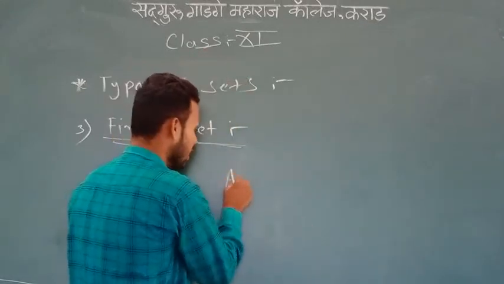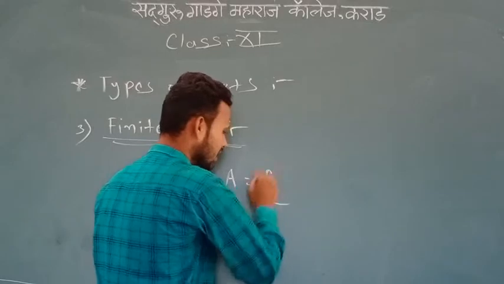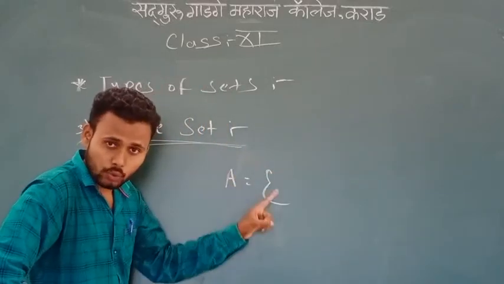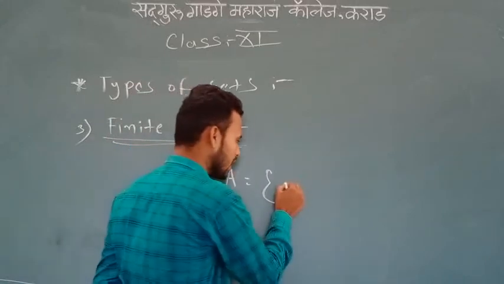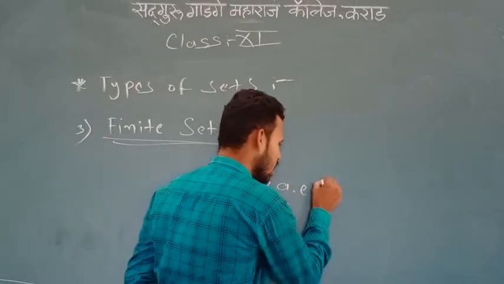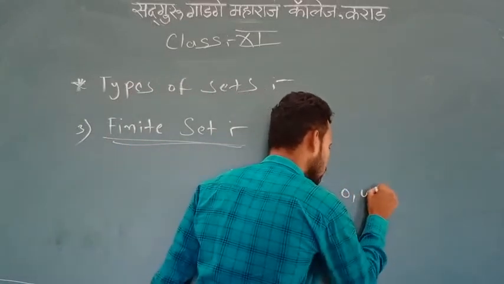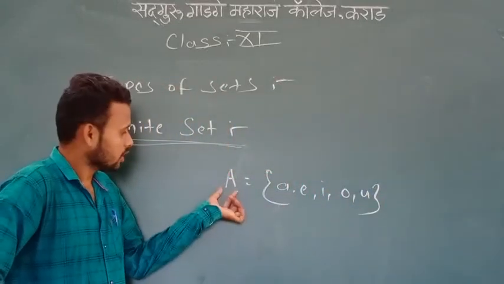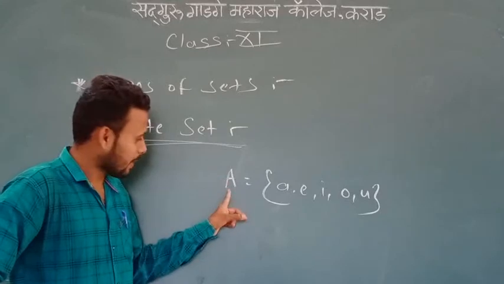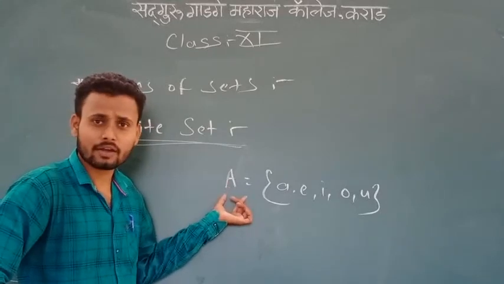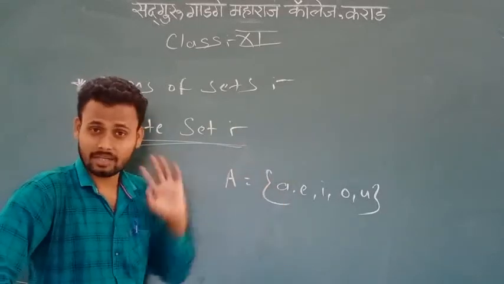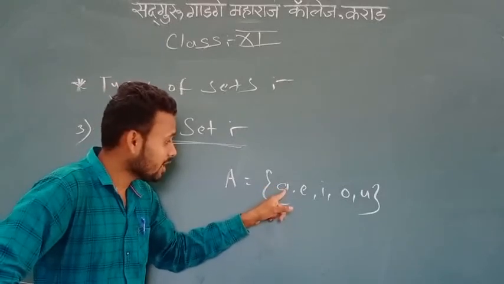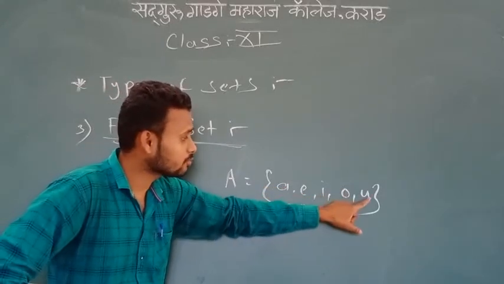Therefore, what will set A be? A equals the set containing these elements. Let A be the set of all vowels in English alphabets. We know that A, E, I, O, and U are the vowels in the English alphabet. Now, this set is obviously finite. Why finite? Because what was the finite set definition? The process of counting of elements comes to an end.